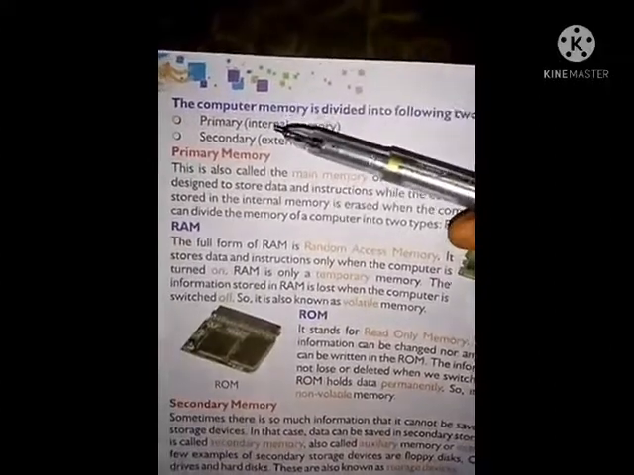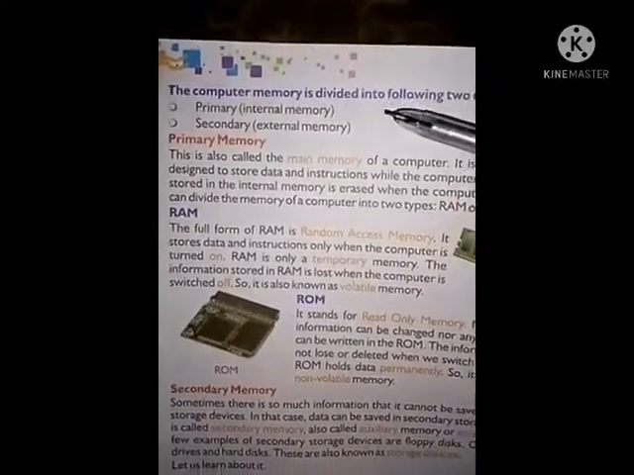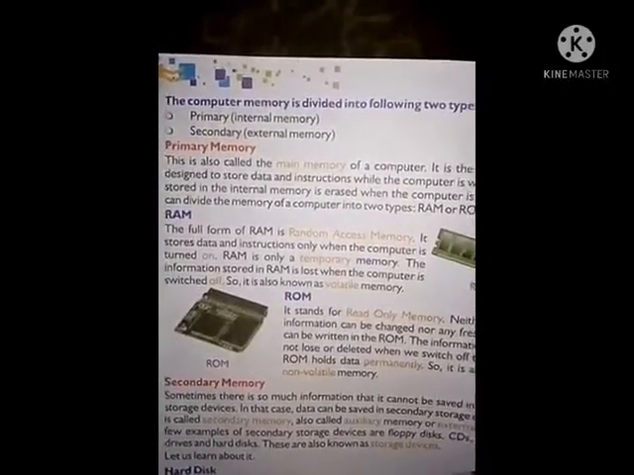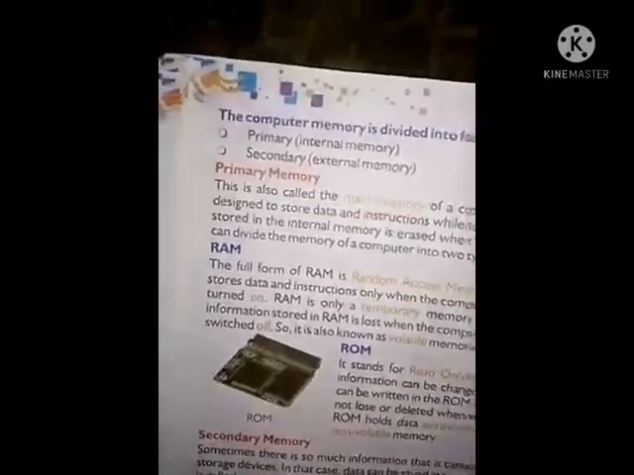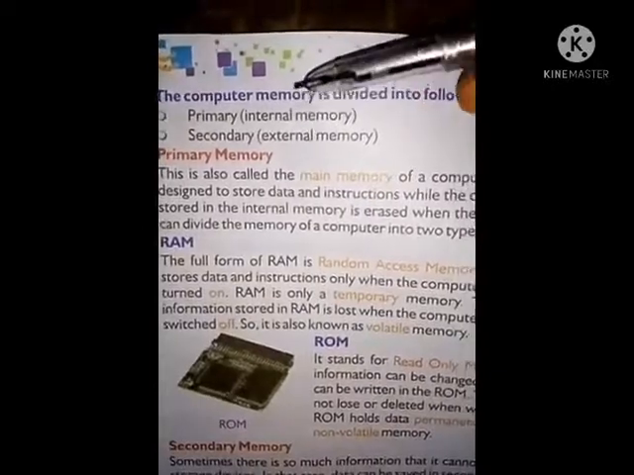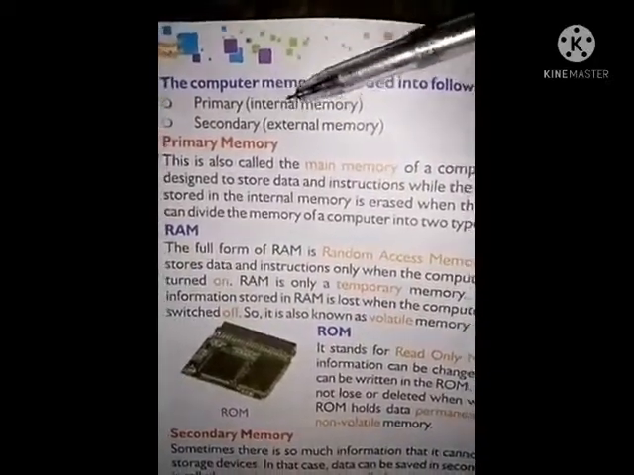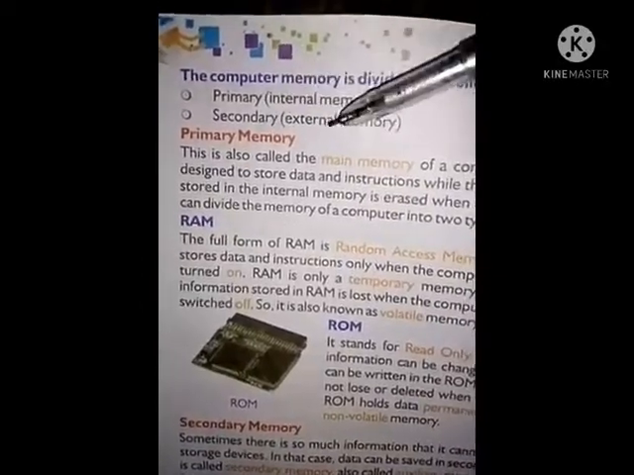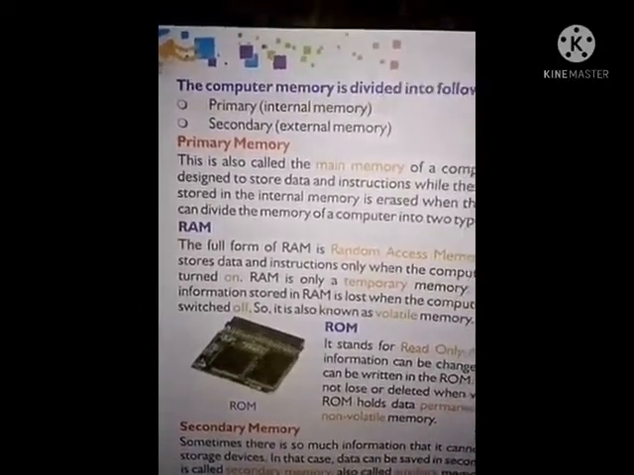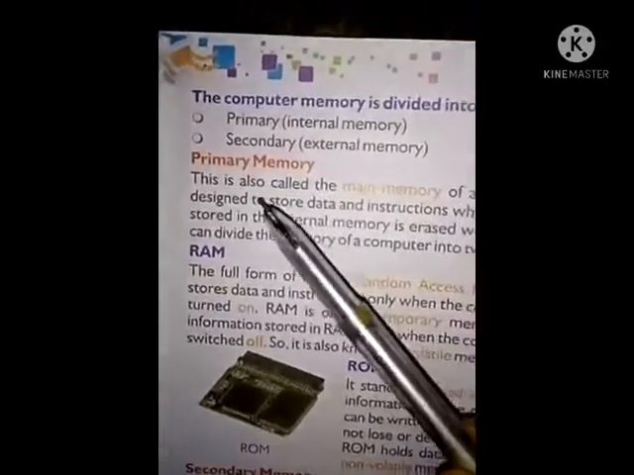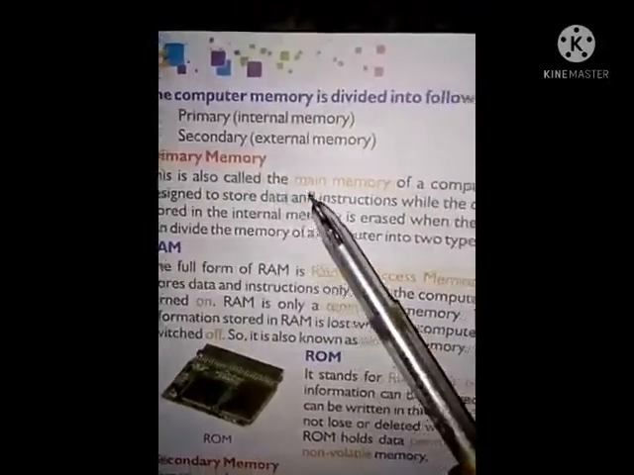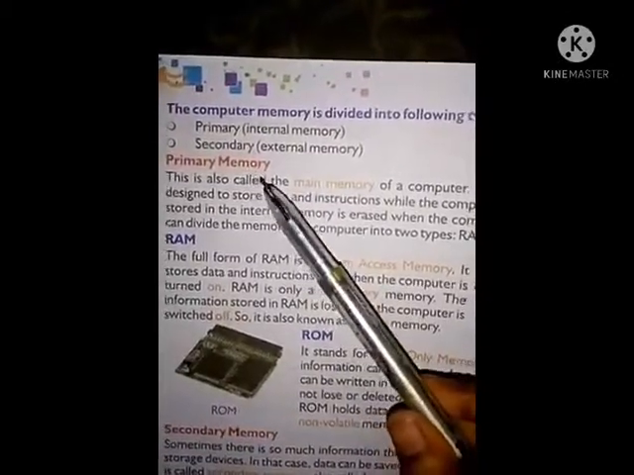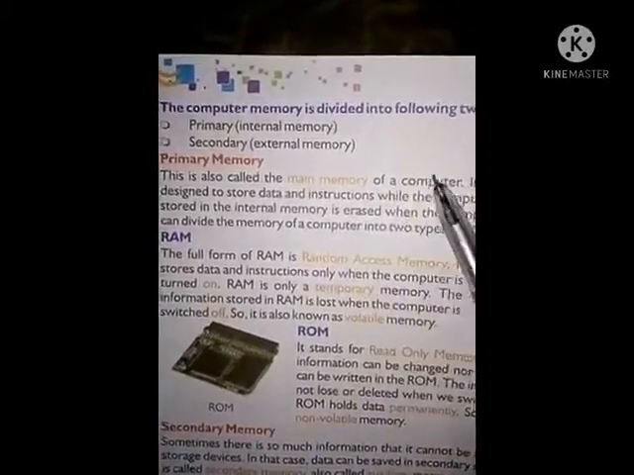Next, see, the computer memory is divided into the following two types. Number 1, primary memory, also known as internal memory, and number 2, secondary memory, also known as external memory. Okay, let's see what is primary memory. This is also called the main memory of a computer.